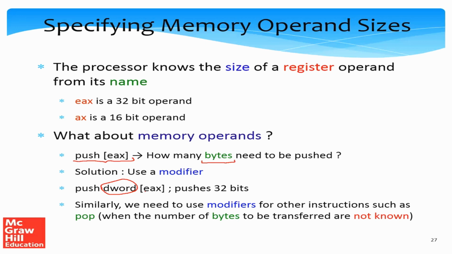In this case we'll actually push 32 bits because we are using the D modifier, and D means 4 bytes or 32 bits. Similarly, we need to use modifiers for other instructions such as pop when the number of bytes that need to be transferred are not known. In the case of a register, since we know its size, we assume that we'll fill up the entire register. But when we are transferring something from the stack to another memory location, we do not know for sure. So it is necessary to use this particular modifier, such as dword, to say that we want to push 32 bits.